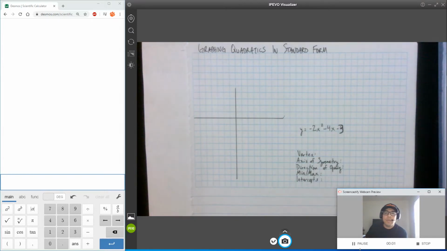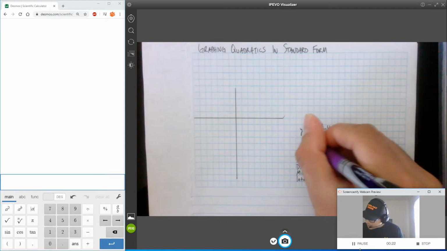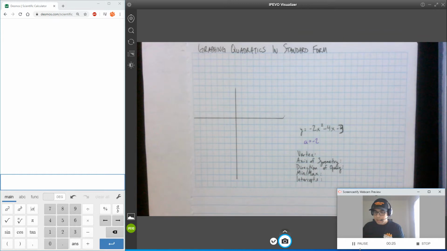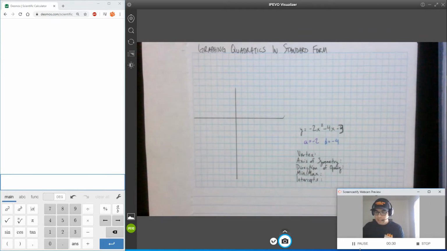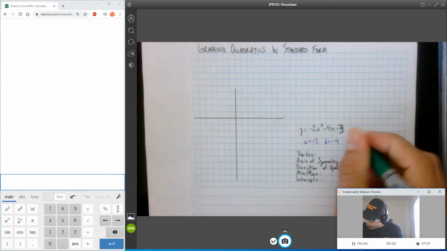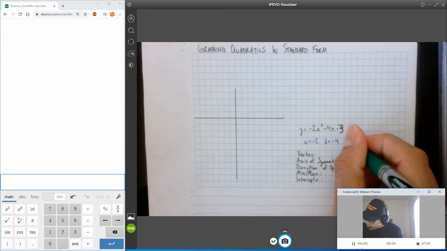All right, now that we took a look at how to find the vertex or the axis of symmetry, and depending on the value of A, if it's up or down, I can go ahead and make some conclusions about this right off the bat, right? Notice that my A value, in this case, A is equal to -2, B is equal to -4, and C is equal to -3.